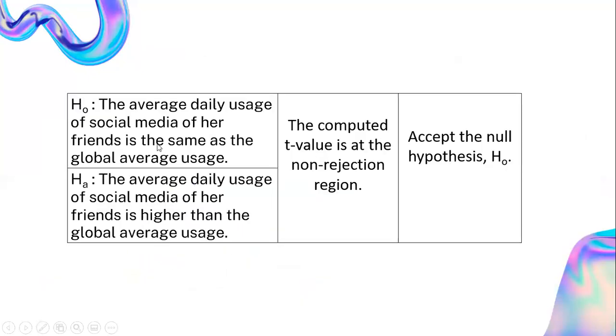Okay. So with the claims of Sophia, going back again to the claims of Sophia, as you can see, the computed value is at the non-rejection region or at the acceptance region. That means we need to accept the null hypothesis. So this one, the average daily usage is the same. So meaning the population mean and the sample mean are equal. Okay. Any question on that?